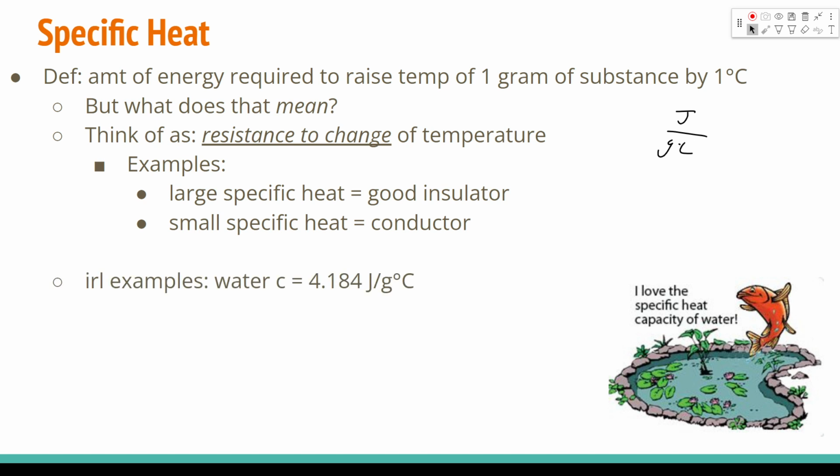So let's think of some real life examples. Water has a specific heat of 4.184 joules per gram degrees Celsius, and that's a pretty big number, actually. When I think of some examples of this, let's think of water.